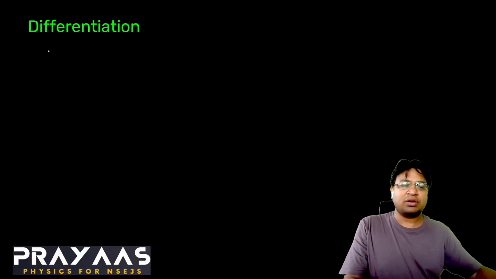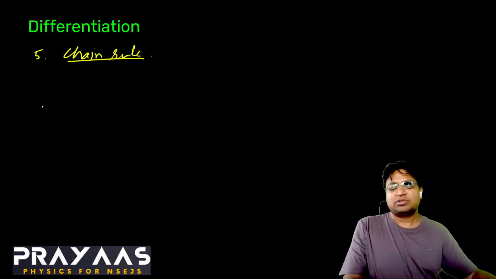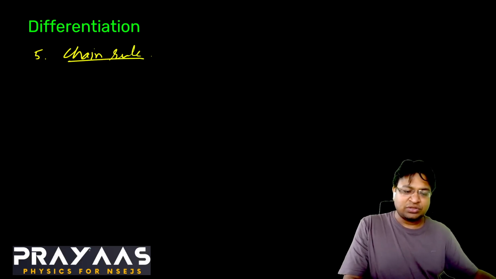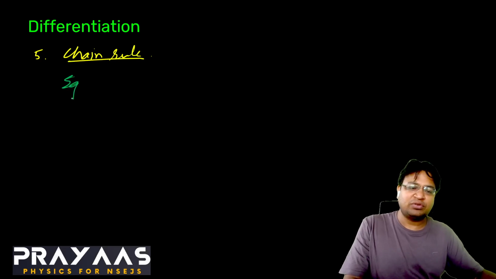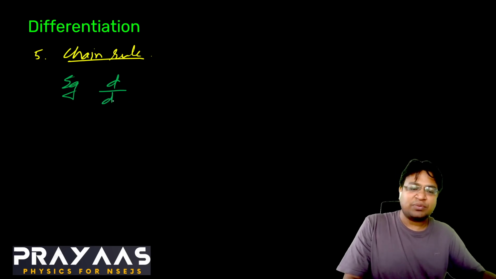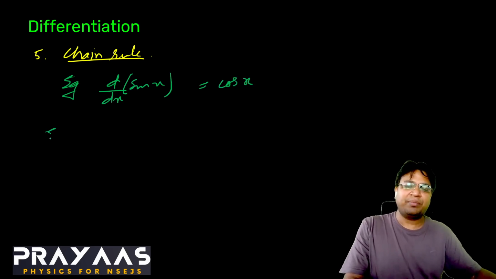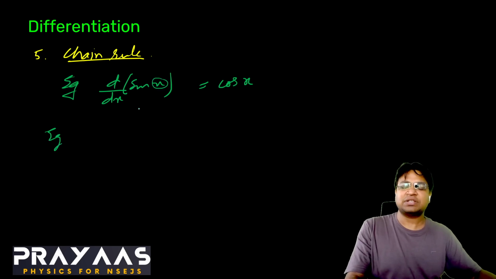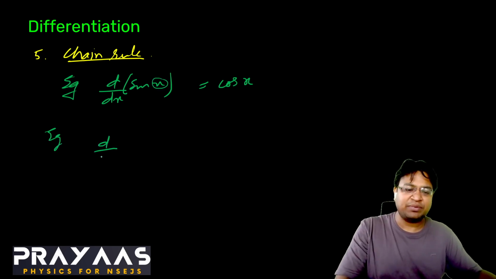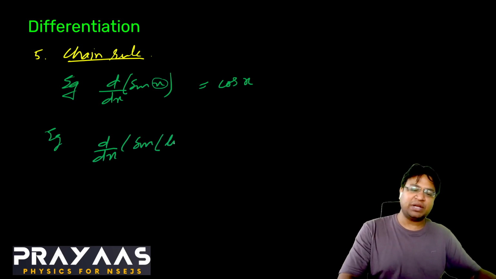Now comes the fifth rule, which is called the chain rule. It is a very interesting rule, guys. So I'll tell you what this rule says. Let me directly give you an example and then I will write it. Suppose you want to differentiate sin x, you know that the answer would be cos x. Now compare it with the case when instead of x, I write another function of x. For example, I write d by dx of sine, and then instead of x, let me write tan x.